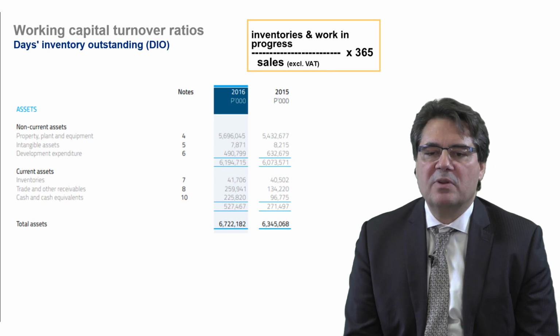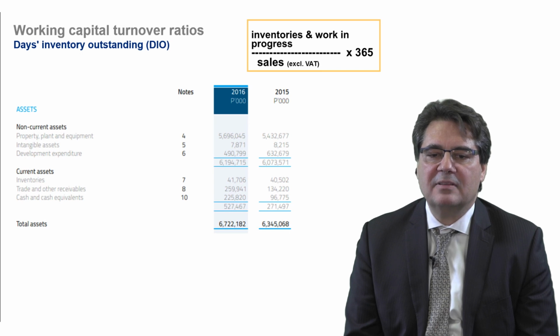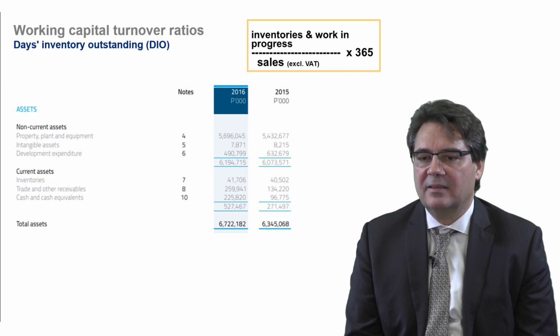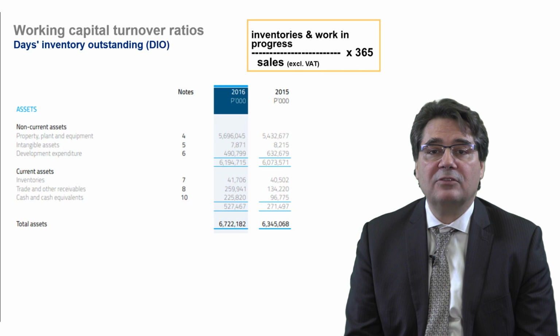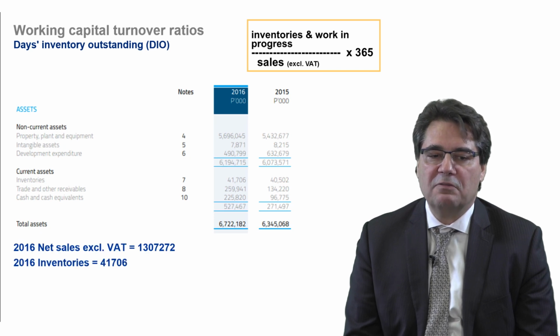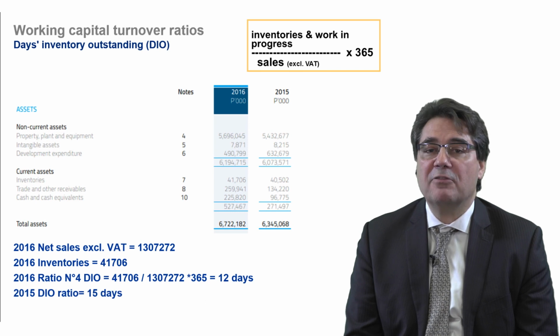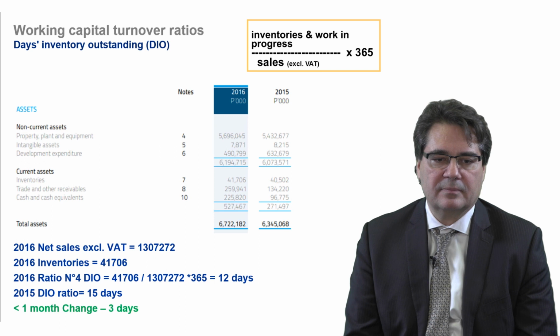The last major ratio is referred to as the days inventories outstanding, DIO. It is inventories and work in progress divided by sales, excluding VAT, multiplied by 365. This calculation involves the amount of sales displayed on the P&L and the amount of inventories displayed on the balance sheet. The DIO, which is already quite low, has decreased over the last 2 years. According to the notes to the financial statement, inventories are comprised mostly of spares and consumables. The ratio is less than 1 month, so it's a good ratio.